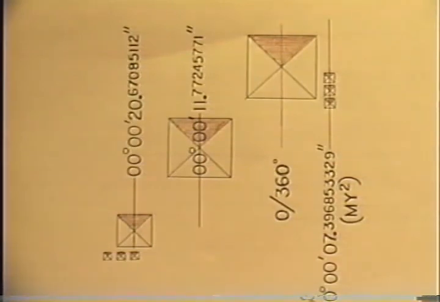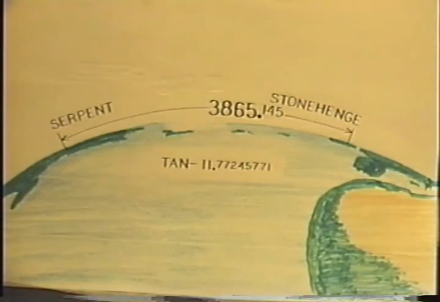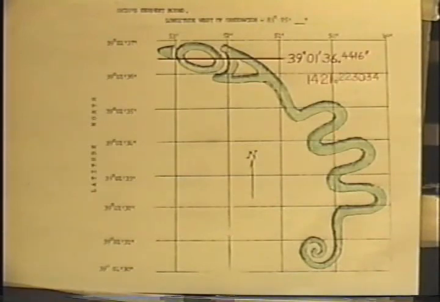For example, notice the longitude of the central Khafre Pyramid, 11.77245 seconds to the west of the Great Pyramid. That figure was known all over the ancient world. They even left us the proof. For example, it was the reason why Stonehenge and the Serpent Mound are where they are, separated by 3,865.14 statute miles. The tangent of which is Khafre's longitude. So don't mess with the snakes.